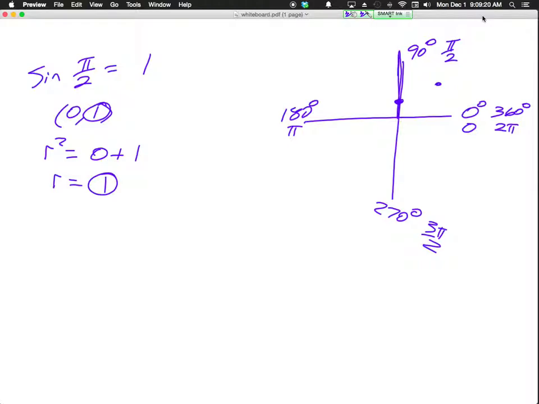So to find a trig function of a quadrantal, what do I need? I need an ordered pair on that terminal side. Once I have that, then I can find r, and then I can fill it out. Yes? What about when you have a 0 in the denominator? Great question. We'll get to that. All right, let's try another one.